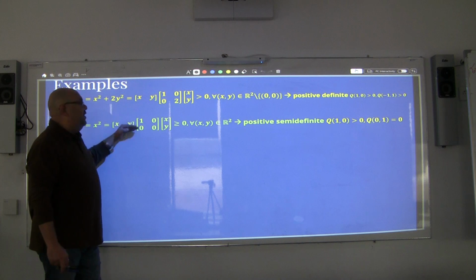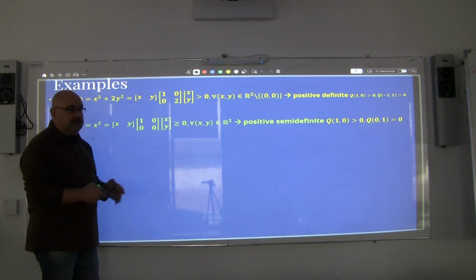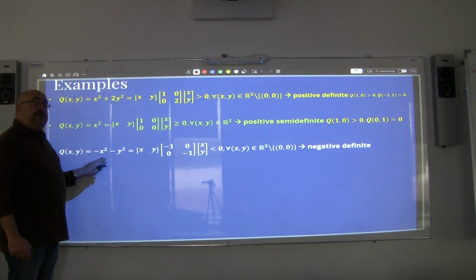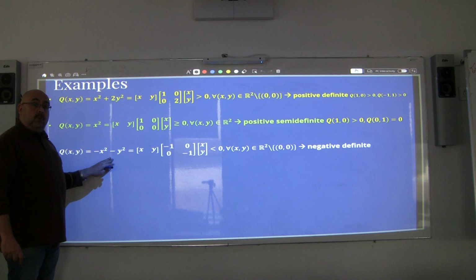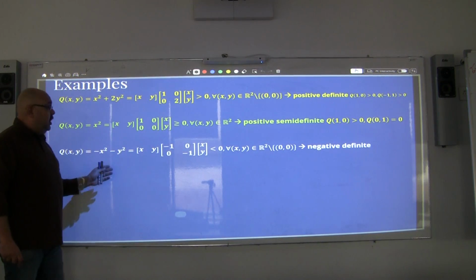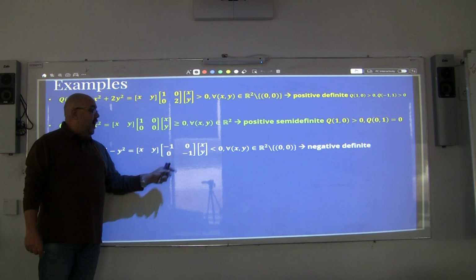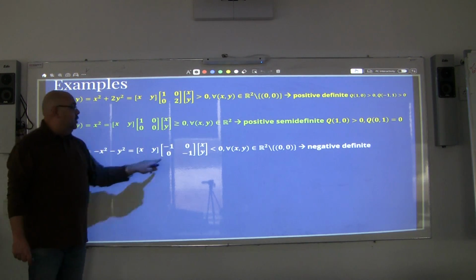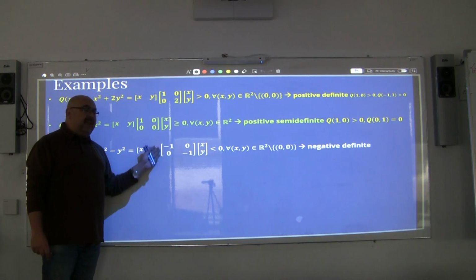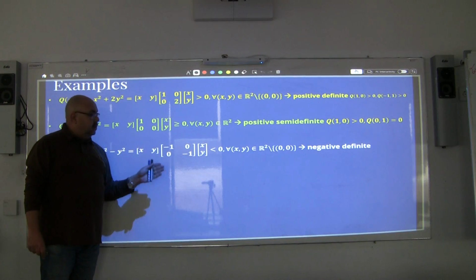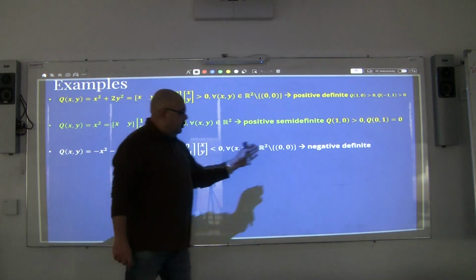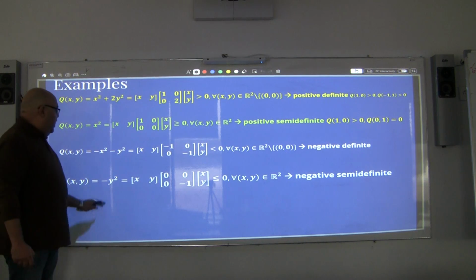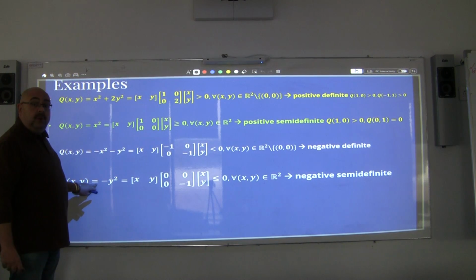We can call it non-negative values, which contains the positive and the 0, which is positive semi-definite. On the contrary, if I have negative x squared minus y squared, then the coefficients of x squared and y squared will both be negative, and missing the mixed term of x and y, so you will have zeros, and all the values coming from this quadratic function are going to be below 0, so you will end up having a negative definite function.